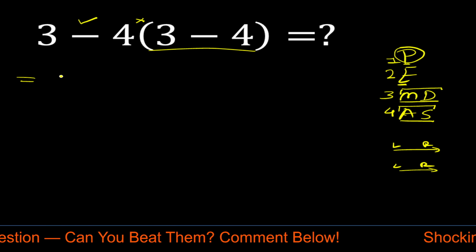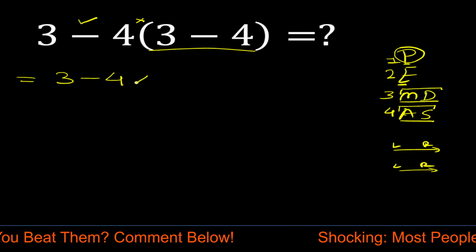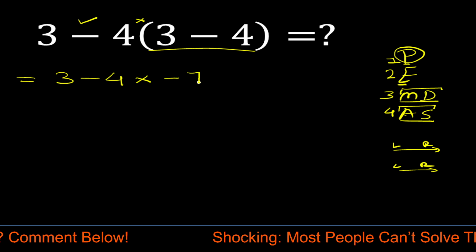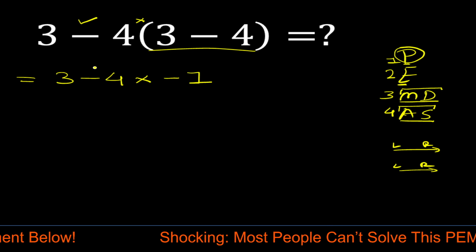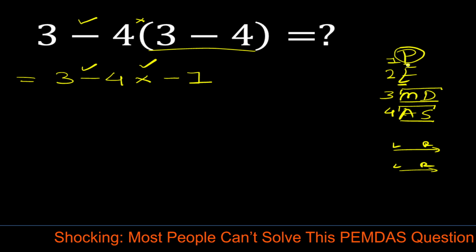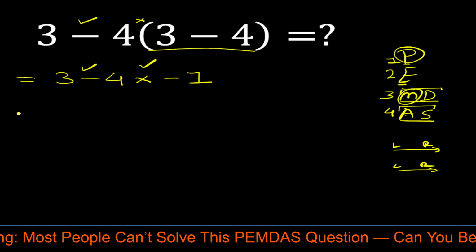So now 3 minus 4, multiply. Now solve this parenthesis. 3 minus 4 is equal to minus 1, right? So now here we have one subtraction and here multiplication. So according to the PEMDAS rule, first we have to solve multiplication, right?